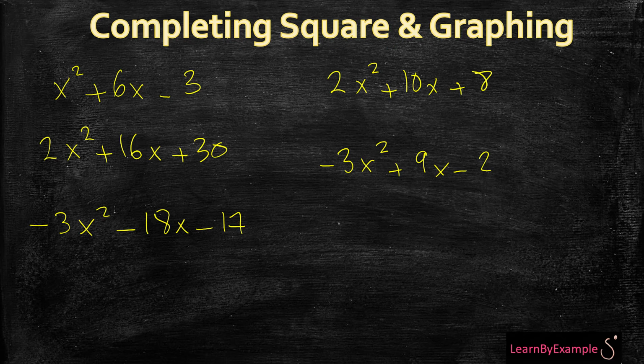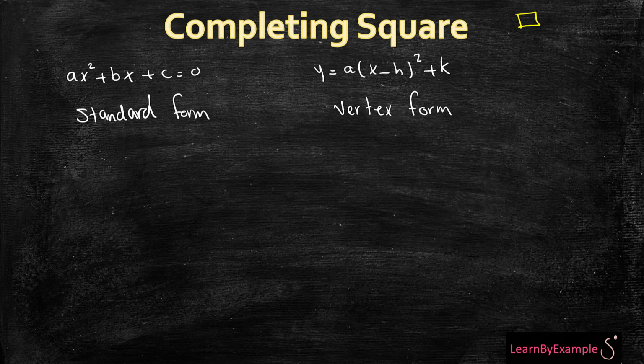Hi everybody, so in this video we're going to talk about how to complete a square. First of all, what is this used for? Let's say I have an equation in standard form right here. I'm going to use completing the square to turn my equation into vertex form, so then I can easily graph it, right?